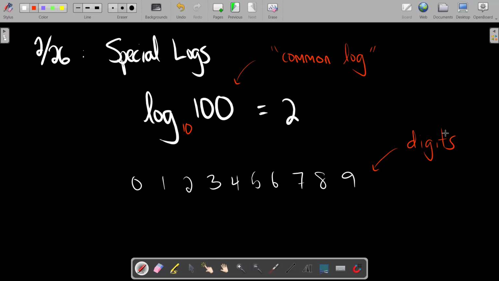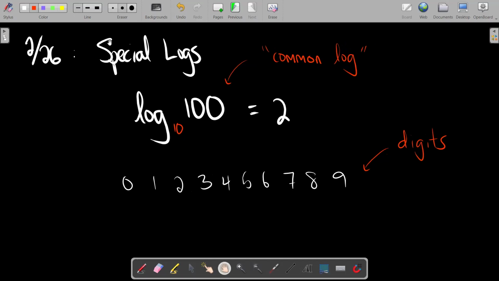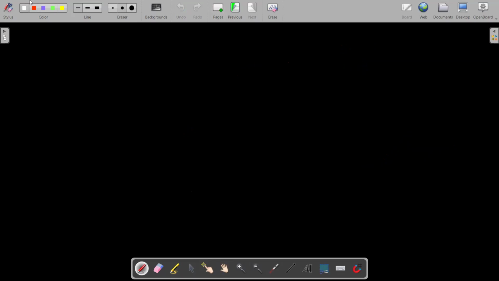I need you to know that a log where you don't see the base is called a common log, and there is a base, and it is 10. So if you see a log, like you will all over the place from this point on, like log of 10,000, what is the answer?